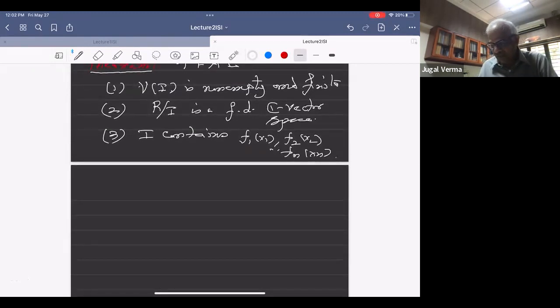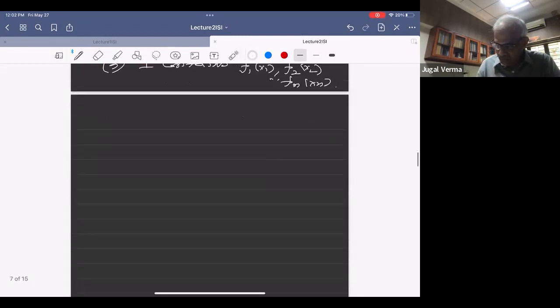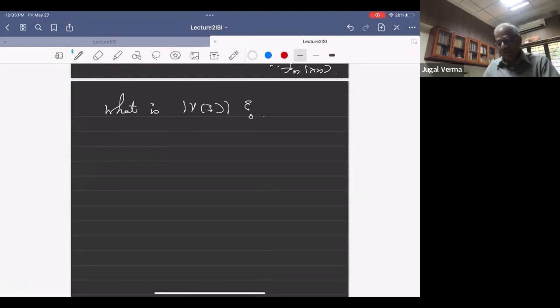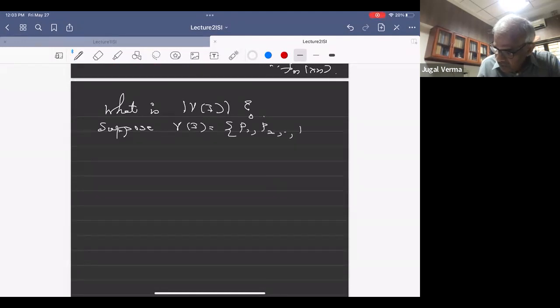Let us now count. Once we know there are finitely many solutions, how do we count the number of solutions? What is the size, the cardinality of V(I)? We want to answer this question. So suppose V(I) has only finitely many points, P1, P2, up to Pm. There is an exercise for tutorials.